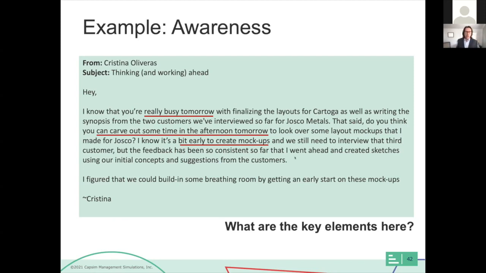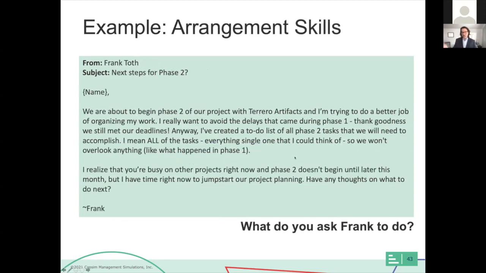And so I usually give more than one example. So here's an example of an email tapping into arrangement skills from Frank Toth. Normally your name would be piped in there. We're about to begin phase 2 of our project with this client. I'm trying to do a better job of organizing my work. I really want to avoid delays that happened before, right? In phase 1, thank goodness we still met our deadlines. Anyway, I created a to-do list of all phase 2 tasks that we will need to accomplish. I mean, all of the tasks, every single one that I could think of, so we won't overlook anything like what happened in phase 1.